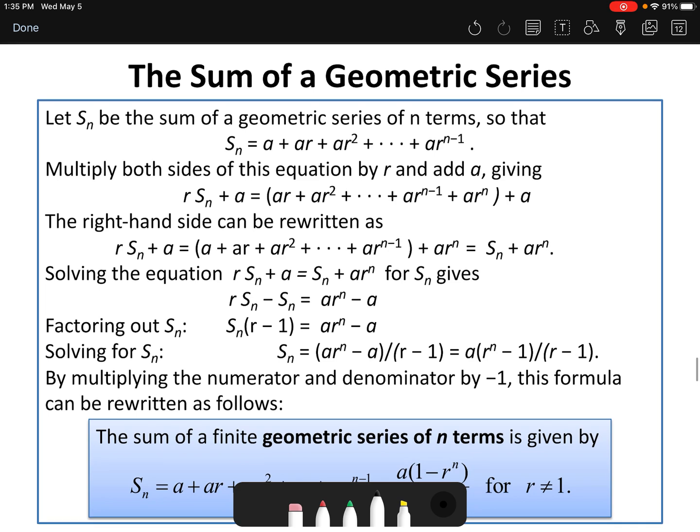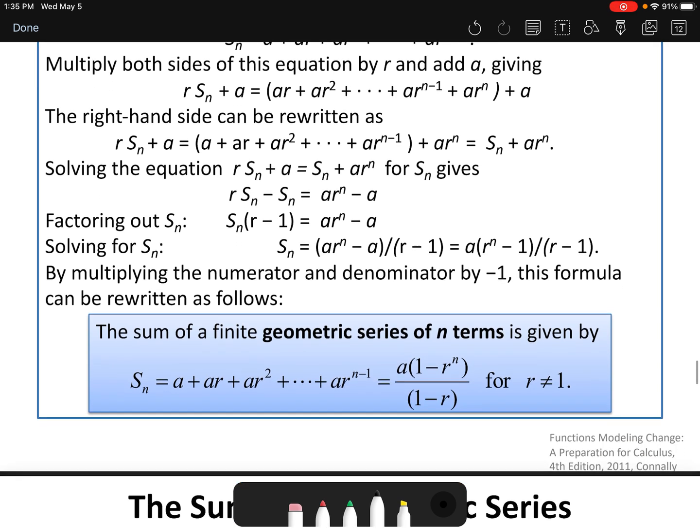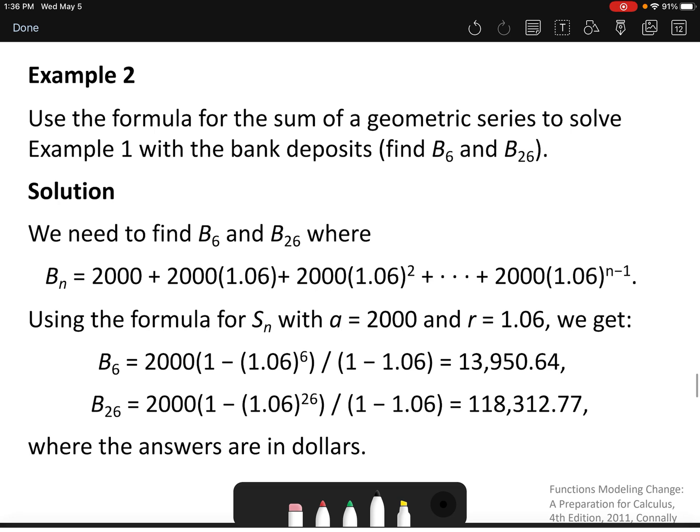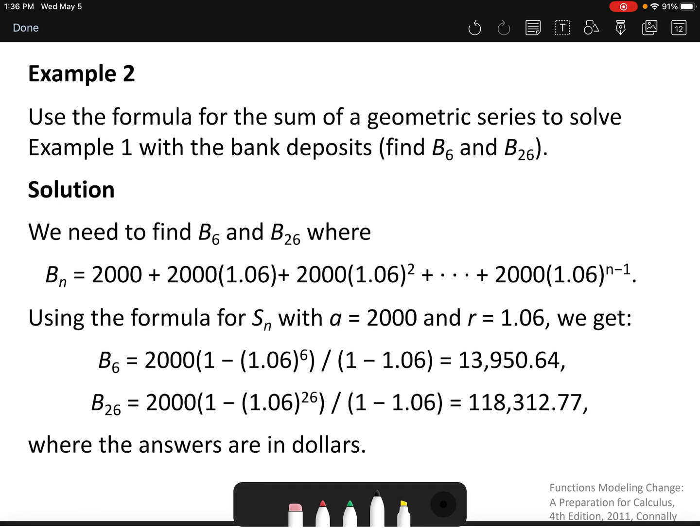Now, we can go through this series and talk about the sum, but the formula is the sum of a finite geometric series is a times 1 minus r to the n all over 1 minus r. And it works for all geometric series. A is our first term, r is our common ratio, and n is the number of years. And that will give us our sum. So here's an example using the formula.